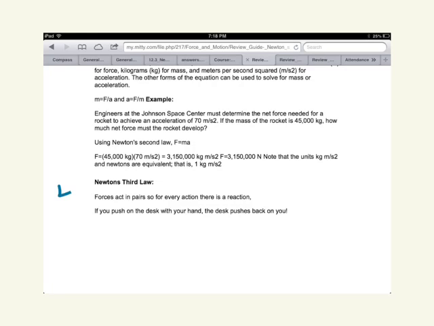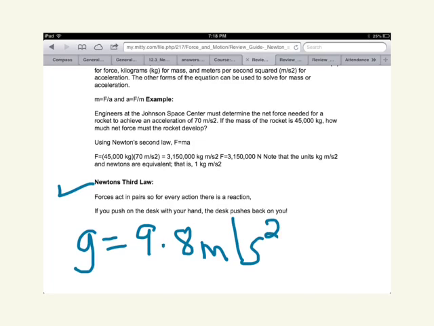And lastly, let's look at Newton's third law. Simply put, it says that forces act in pairs, so every action has a reaction. If you push on the desk with your hand, the desk pushes back on you. You can see this because there's a mark on your hand. For your quiz, you are going to have to know that g, which is acceleration due to gravity, is 9.8 meters per second squared.